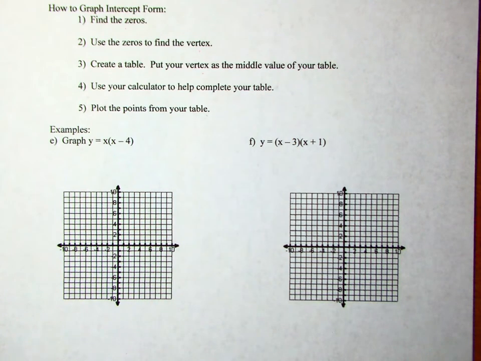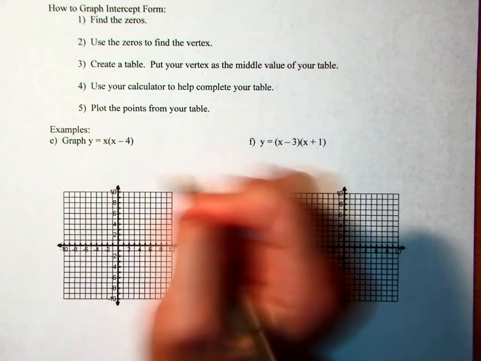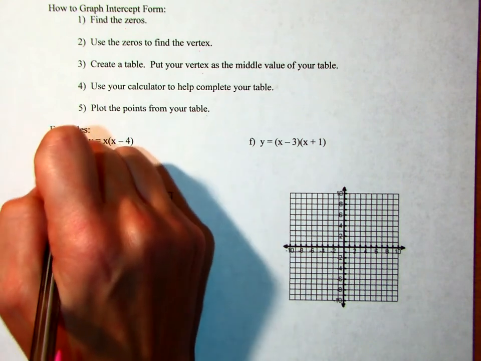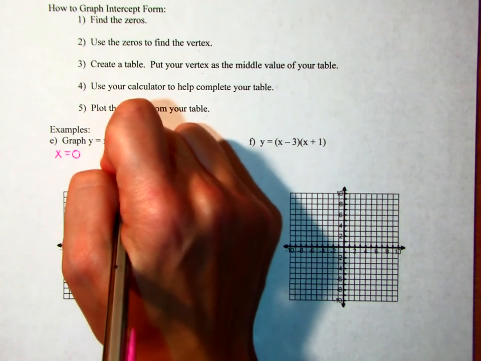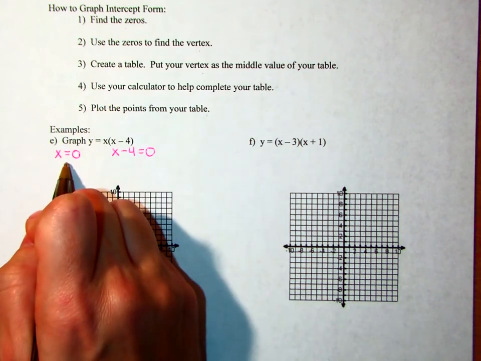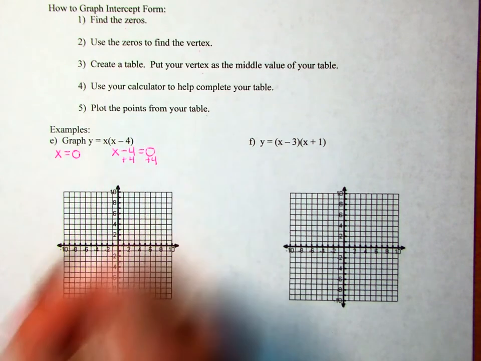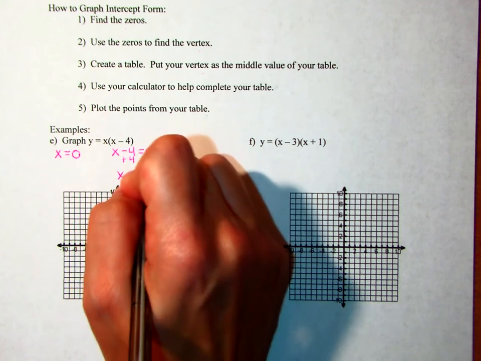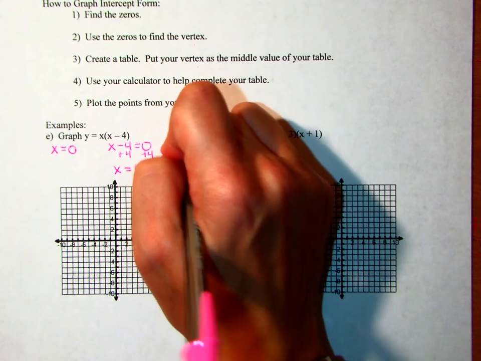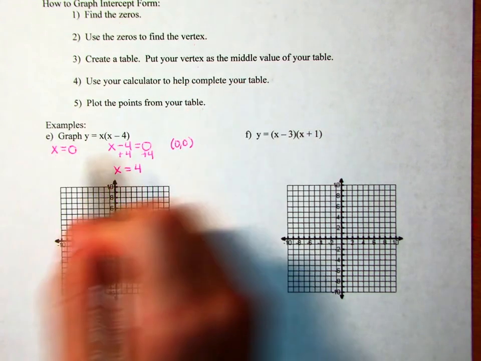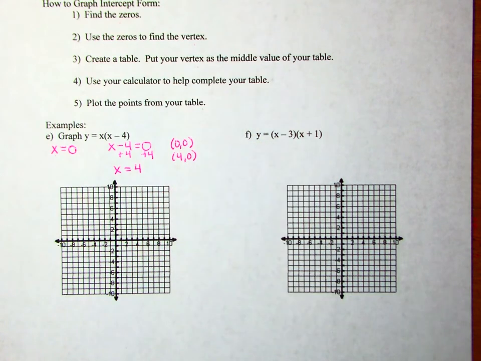So let's look at example E. It says to graph. The first step is to find those zeros. So I take each of these pieces and set them equal to 0. That one was easy, x equals 0. The other one is x minus 4 equals 0. For this one I just need to add 4 to both sides, and then I have x equals 0 plus 4, which is 4. So my zeros are (0, 0) from the first one, and (4, 0) from the second. Those are my x-intercepts.